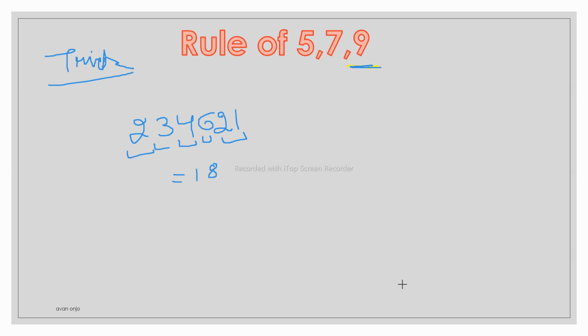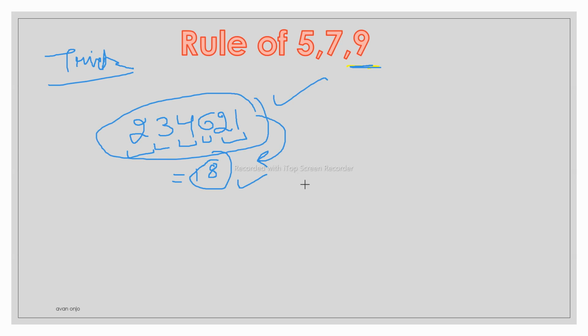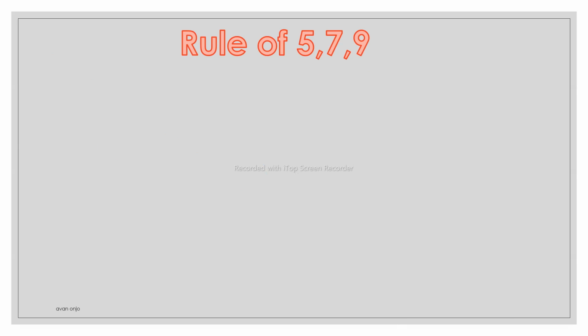I haven't done any pairing here, just to add. You have to add all the numbers. After adding all the numbers I'm getting 18. Now you have to see whether this is divisible by 9 or not. Clearly 18 is divisible by 9 completely, so we can say that this whole number is divisible by 9. This is how we proceed with the rule of 9.